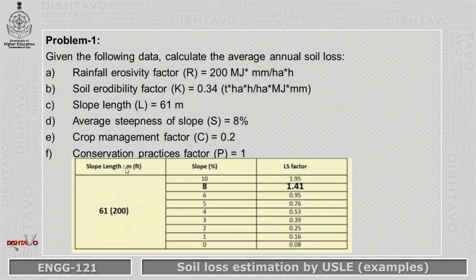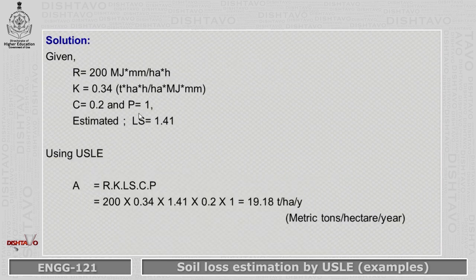The slope length is already given as 61 meters, which is 200 feet, and slope is 8%. So, we will calculate the LS factor from this chart. It is coming 1.41, highlighted here. We will put all these values into our standard equation: A is equal to R K LS C P, where A is the average annual soil loss. Putting all the values given in the problem, we get the answer: 19.18 tons per hectare per year of soil loss from this solution.